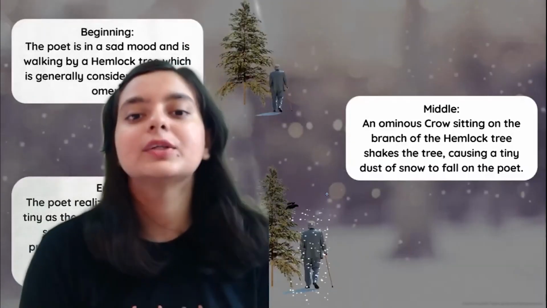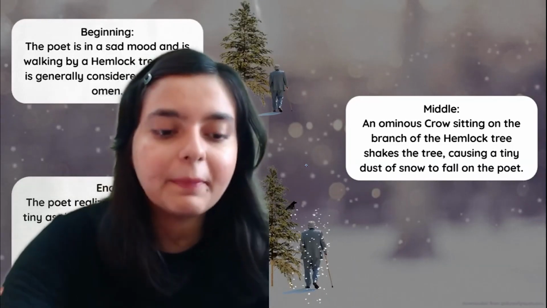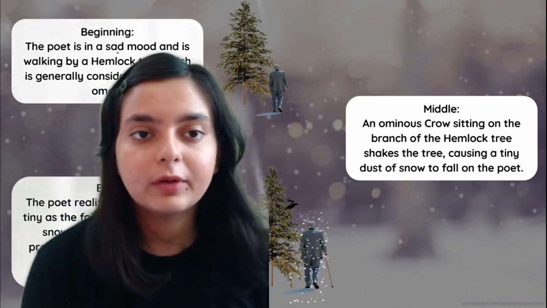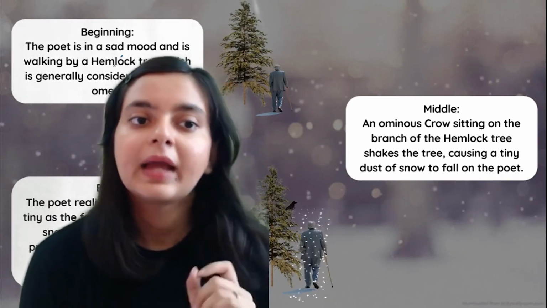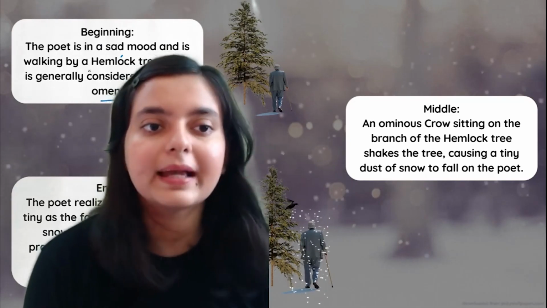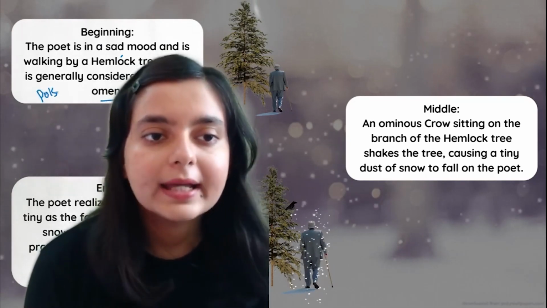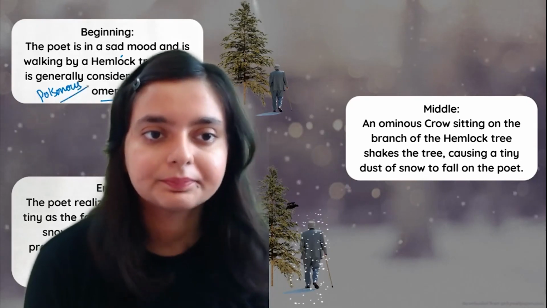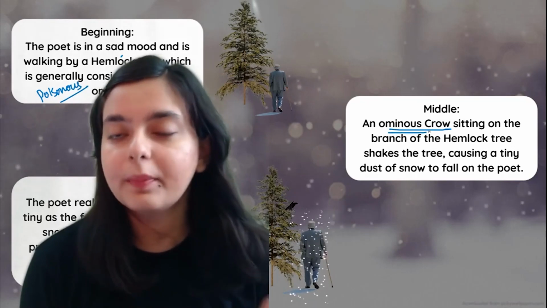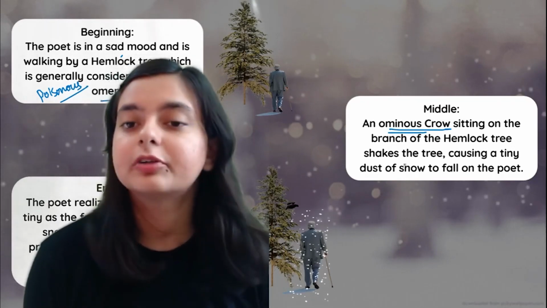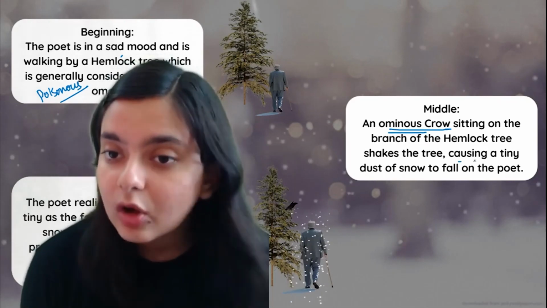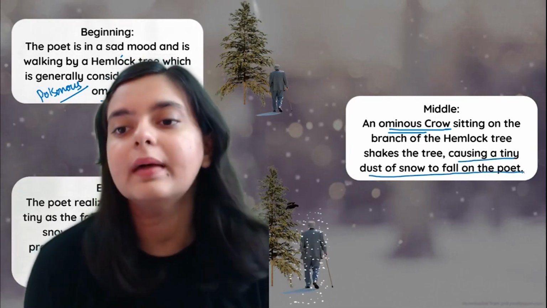Now let's move ahead with this poem. What actually happened in the poem? Please look at this. In the beginning, the poet was in a sad mood and he was walking by a hemlock tree, which is again considered a bad omen because the hemlock tree is poisonous. An ominous crow, please note, crows are considered ominous, sitting on the branch of the hemlock tree, shakes the tree. It is shaking the tree and causing the dust of snow to fall on the poet.